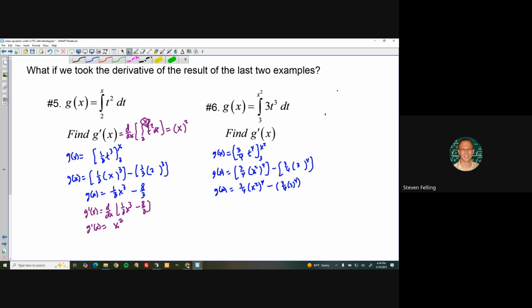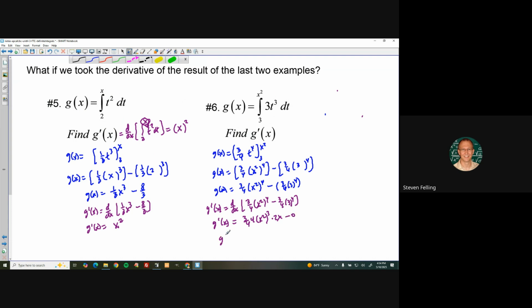I won't bother to simplify that. Okay, but then if we want to take the derivative of that, g prime would be the derivative of this, 3/4 x squared to the 4th minus 3/4 3 to the 4th. So the derivative of this first term would be 3/4. Then we would bring the 4 down here, so 4 times x squared to the 3rd. But because this isn't just an x, we would have to multiply by 2x for the chain rule. This whole thing is a constant though, so the derivative of that would just be 0.